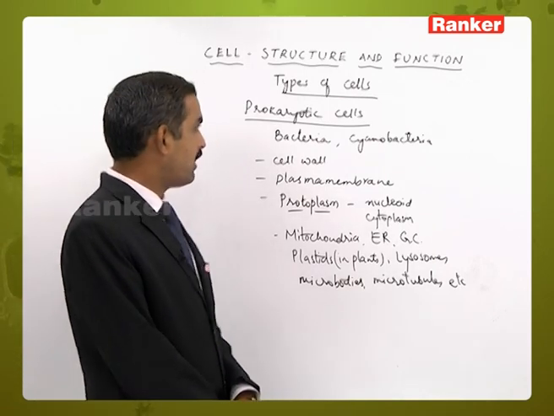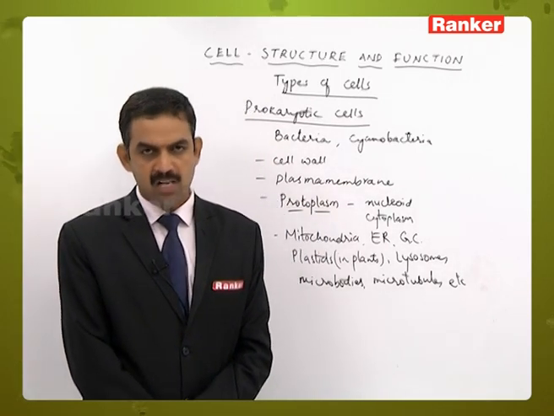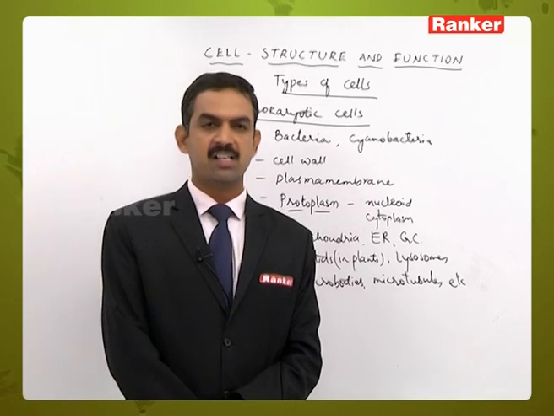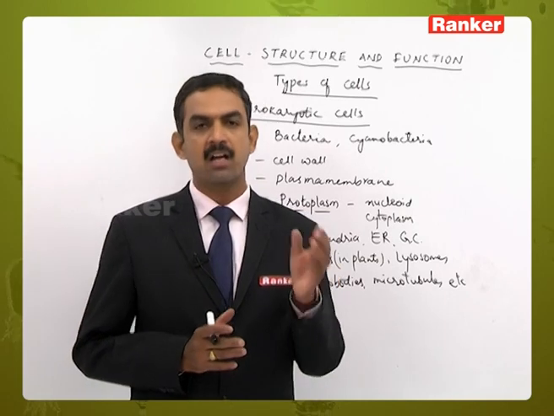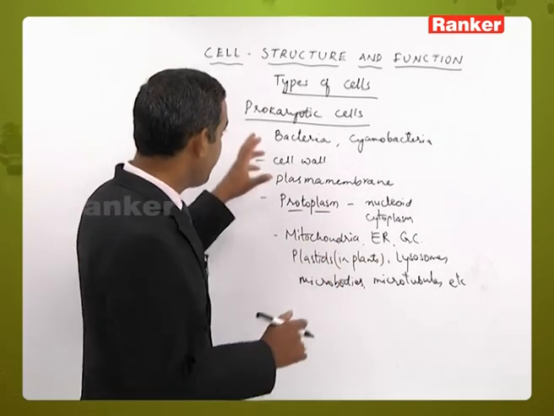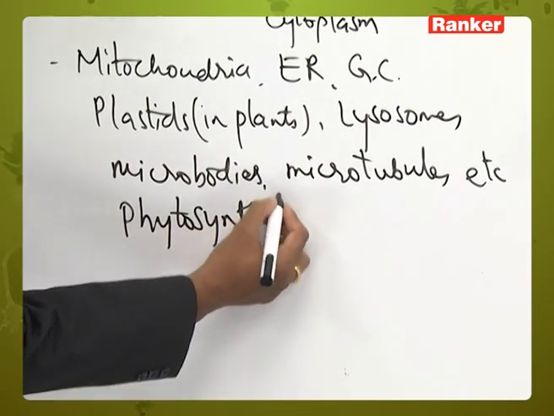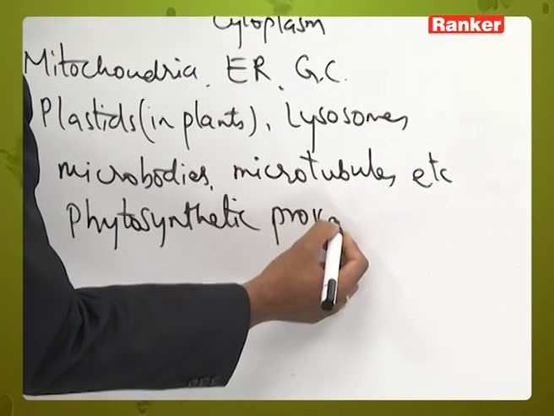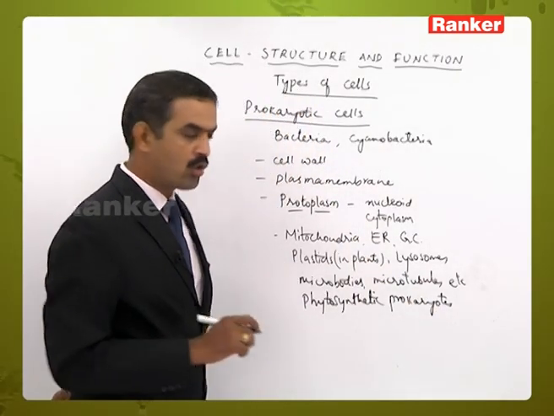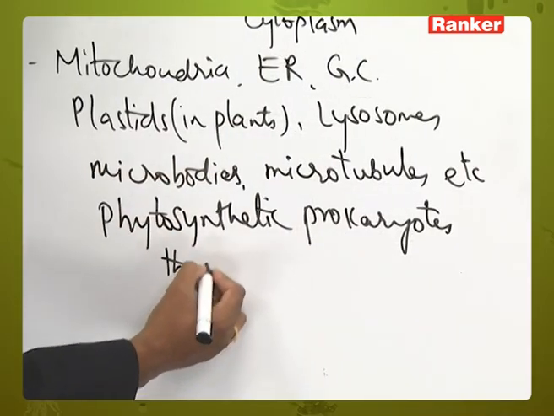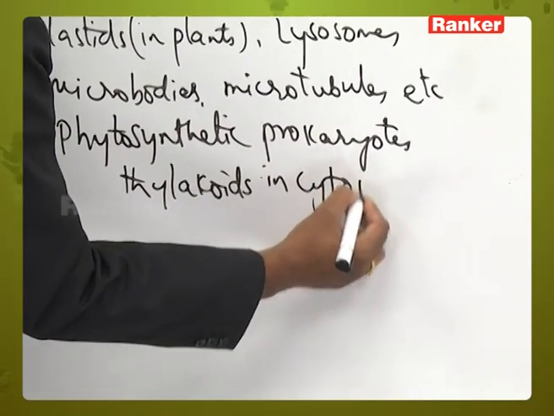Then there are some photosynthetic or autotrophic prokaryotes. When you say that an organism is autotrophic or photosynthetic, it should contain chloroplast along with pigments. But in the photosynthetic prokaryotes, they contain thylakoid structures. Actually, thylakoids should be present in the chloroplast, but as chloroplasts are absent, the thylakoid structures are present in the cytoplasm only.